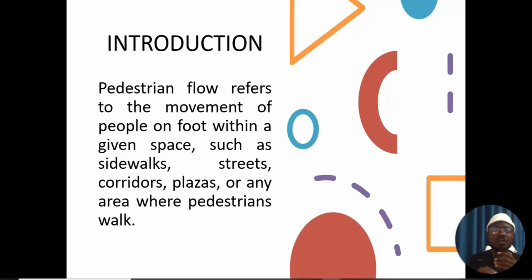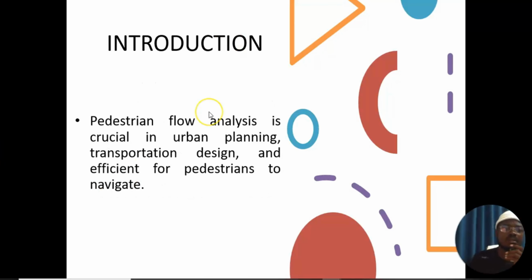Now, the ability to study and analyze how pedestrians move or navigate through spaces, whether the sidewalk, the corridors, the plaza or the subway, and how they interact with each other and respond to various environmental factors, is what we call pedestrian flow analysis. So we have the pedestrian flow, which refers to their movement, but studying and analyzing it is what we regard as pedestrian flow analysis, which is very important in what we are going to be looking into.